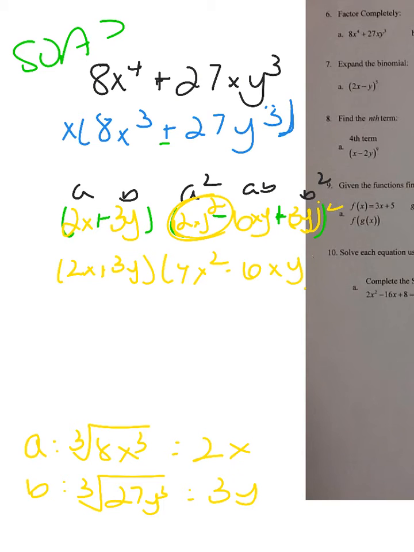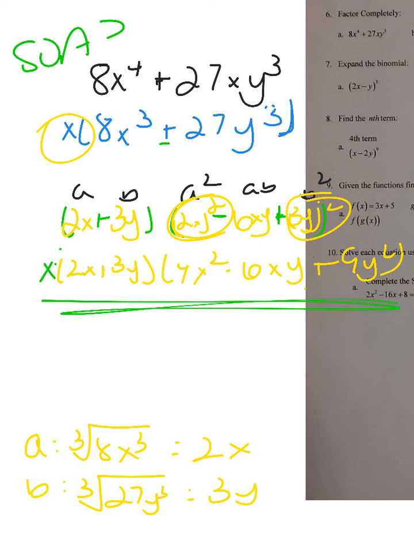And then when I square this, I get plus 9y squared. Okay, and then don't forget to bring down the x right there. So that x will go out into the front here. It will be right there in the front. So that would be my answer.